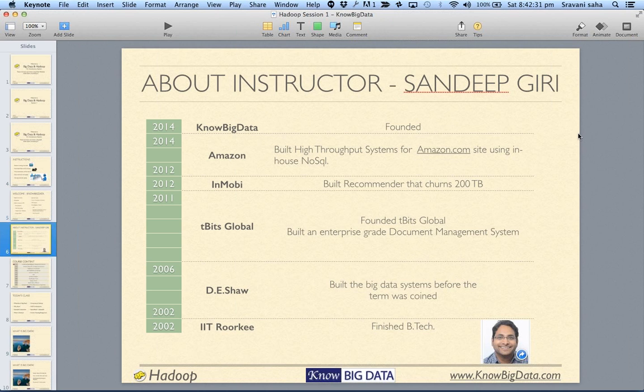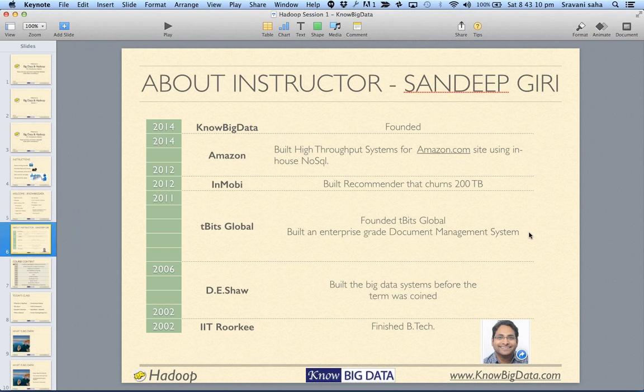After DE Shaw, I founded a company called Tbits Global where we built a document management system. Afterwards, I joined Mobi, where we built a recommender churning around 200 terabytes of data, and also built a high throughput analytics system. At Amazon, we built a high throughput system for the Amazon.com website using an in-house NoSQL. So that is about myself.